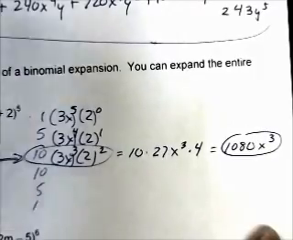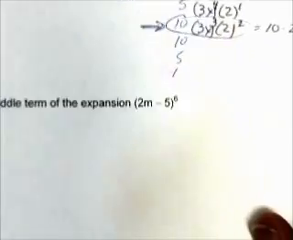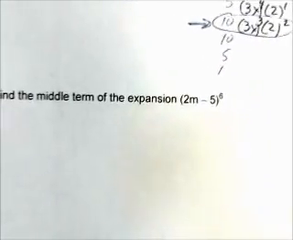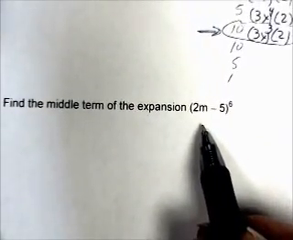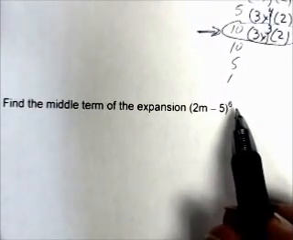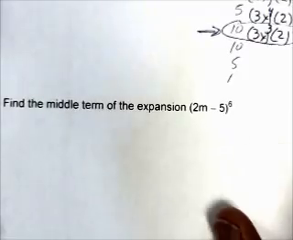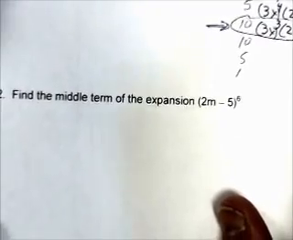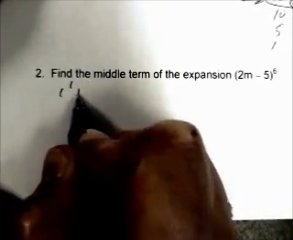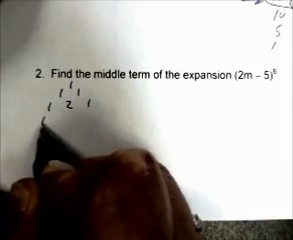If you feel comfortable, try the next one. Pause the video and try the next one. Right here we have 2m minus 5 raised to the 6th power. So I need another line of Pascal's triangle. All right, it's way up top there. I think just for practice, I'll write it over, calculating it for each line.